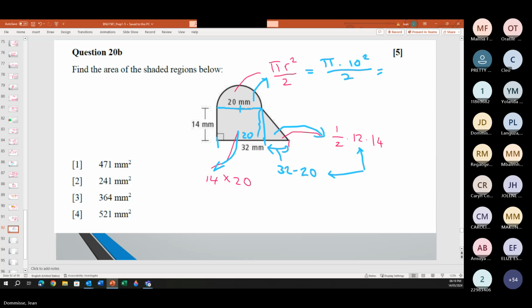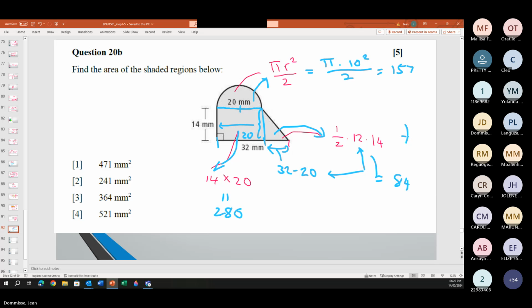And this height is the same as that side, which is the 14. Okay, so the semicircle is pi times 10 times 10 divided by 2, and I'm going to round it off, 157. The 14 times 20 is 280. And a half times 12 times 14 is 84.